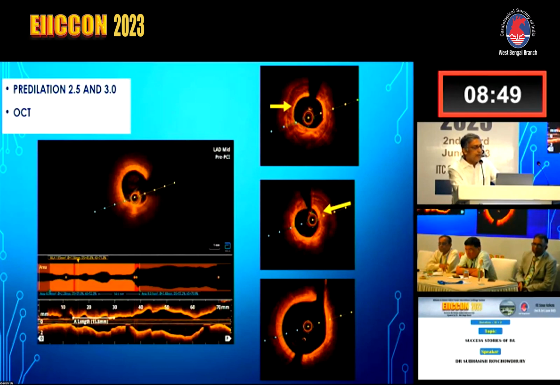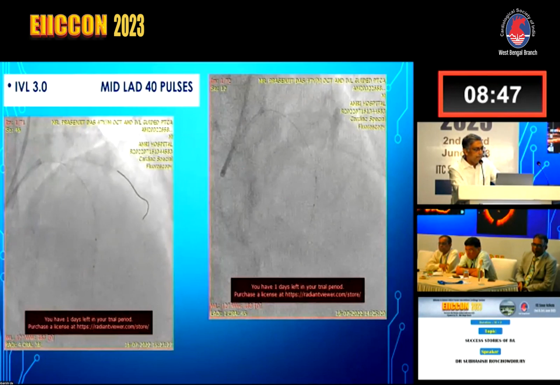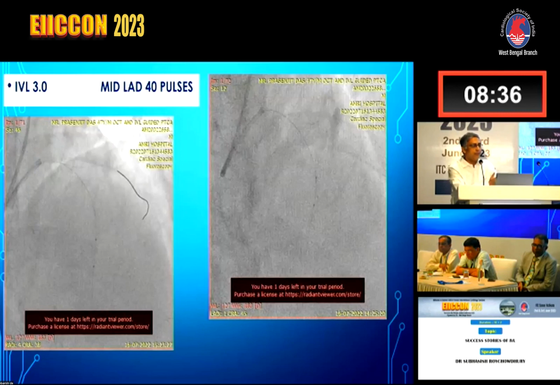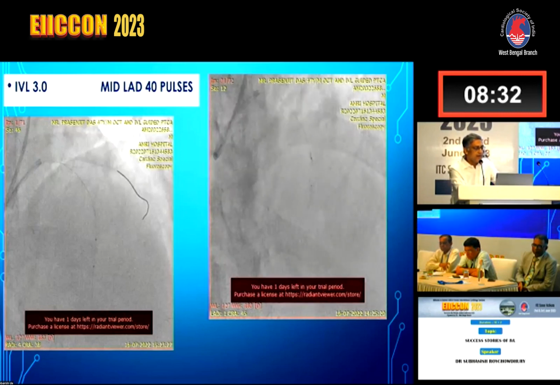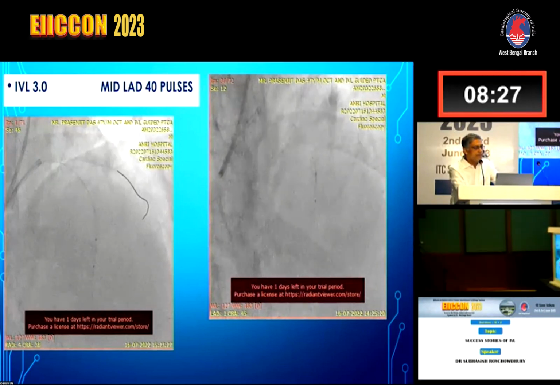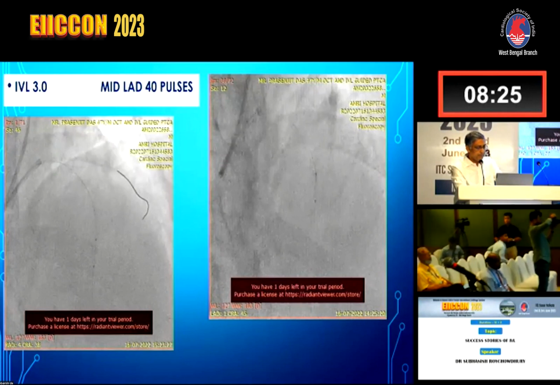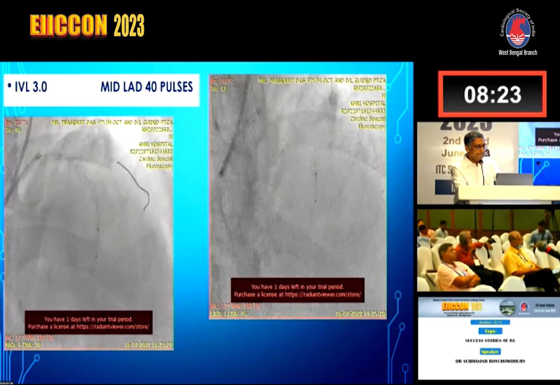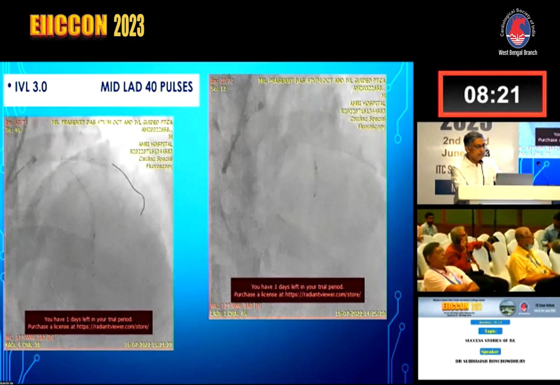What we did was we put our IVL balloon down there, IVL 3, with 40 pulses. We had to deal with LAD and LCX. Remember that IVL is a ration device, so we have to ration our pulses as well. So we spent 40 pulses for the LAD. So that's the IVL balloon. And after that, did it go? Okay. Right.